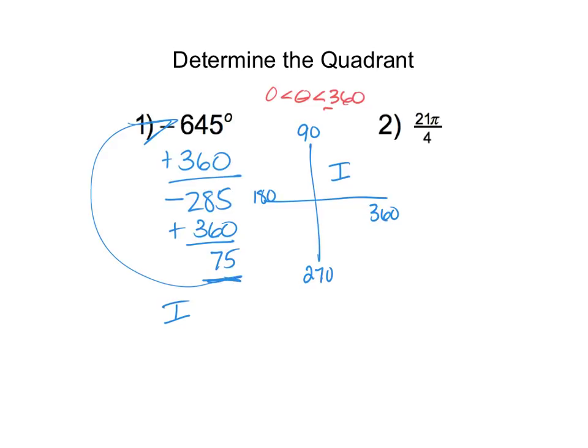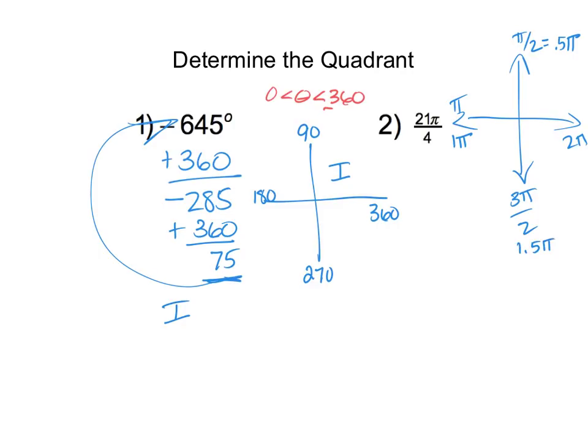Now, the second angle is in radians. I'd like to know where that angle ends up. Now, in order to know that, I have to picture my quadrants. This angle is at pi over 2, pi, 3 pi over 2, and 2 pi. I typically will see this as 0.5 pi, this as 1 pi, this as 1.5 pi, and that again is 2 pi. Now, if I look at 21 pi over 4, I can take the 21 over 4 and see that is 5.25 pi. Now, that is clearly past the 2 pi.